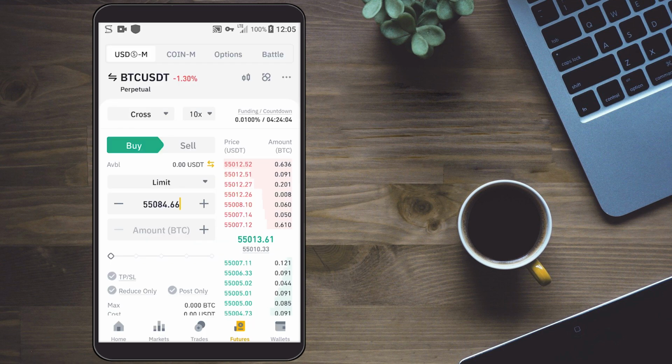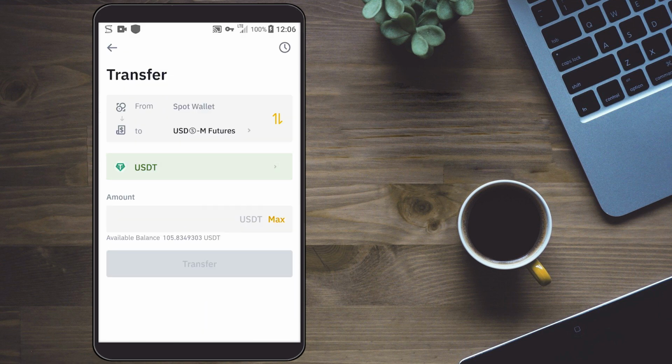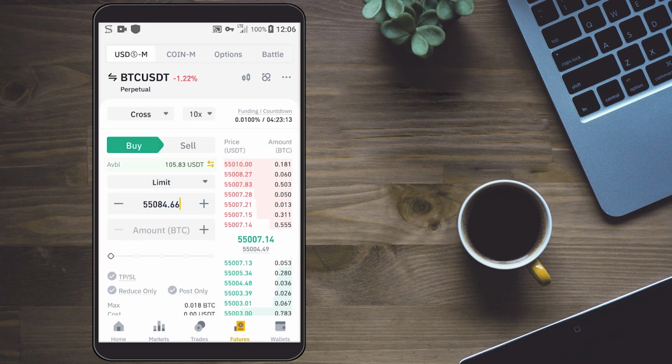The first thing that we must do is to transfer USDT from the spot wallet to here in the futures wallet so that we can buy or sell this contract. By touching this transfer button, you see USDT is already selected and we are transferring from the spot wallet to the USD-M futures wallet. Here you can enter the amount, or by touching max, all of your available USDT in the spot wallet will be entered. Touching transfer, and it was successful. And as you can see, we have USDT available here for trading.